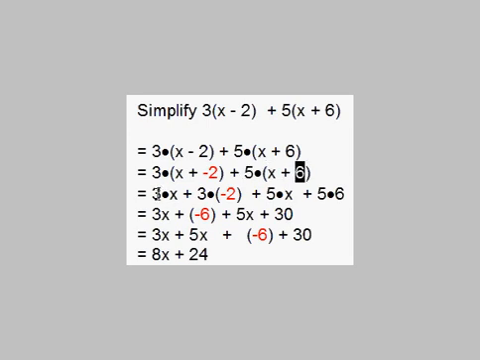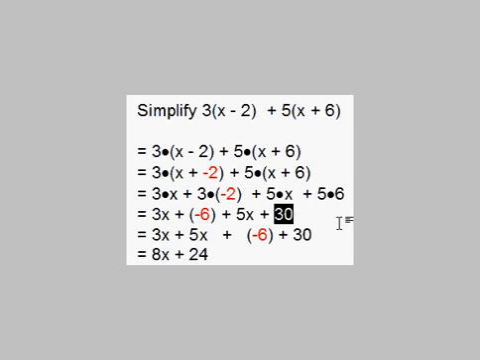So that gives us 3 times x plus 3 times negative 2 plus 5 times x plus 5 times positive 6. We can write that as 3x plus negative 6, since 3 times negative 2 is negative 6. And we get that added to 5x plus 30.